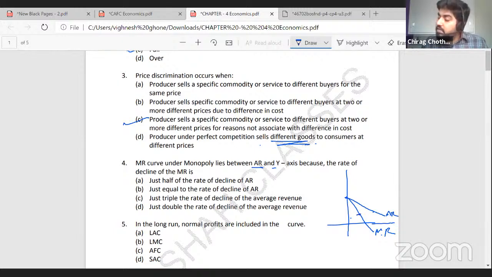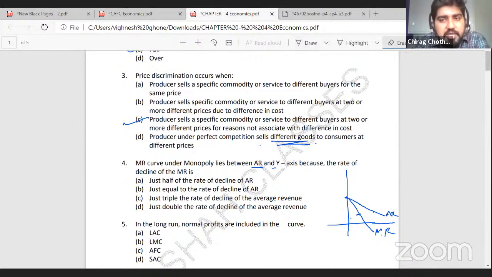Correct. The rate of decline of the MR is dash, just half that of the rate of decline of AR? Just equal to the rate of decline of AR? No, because both are declining at a different rate. Just triple, or just double the rate of decline in average revenue? Now students, when we are talking about decline in MR and decline in AR, please remember one thing: MR rises faster, MR falls faster. Yes or no? As I've already mentioned, MR rises faster and MR falls faster.